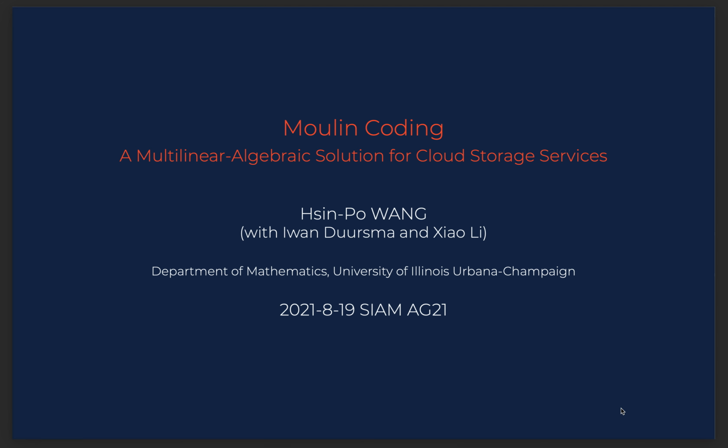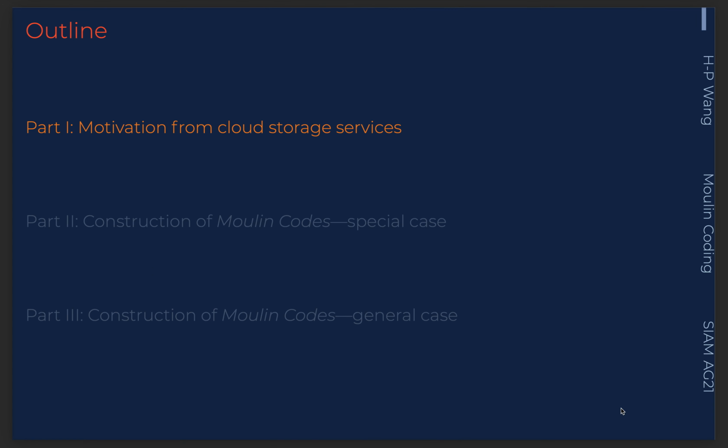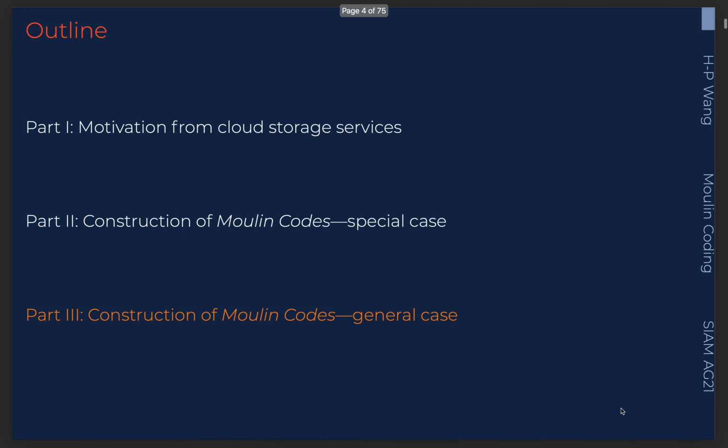Today I want to share with you Moulin Coding, which is a multilinear algebraic solution for cloud storage services. First of all, I will cover some motivation from cloud storage services. And then I will show you the construction of Moulin Code for a special case. And finally, I'll briefly mention the construction of Moulin Code for the general case.